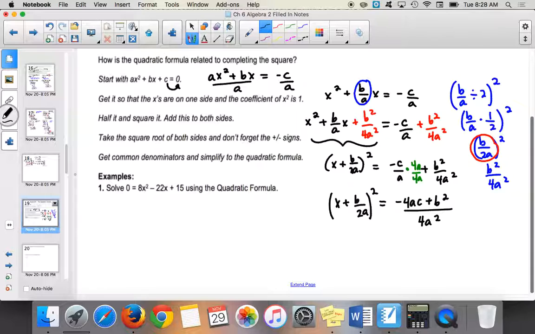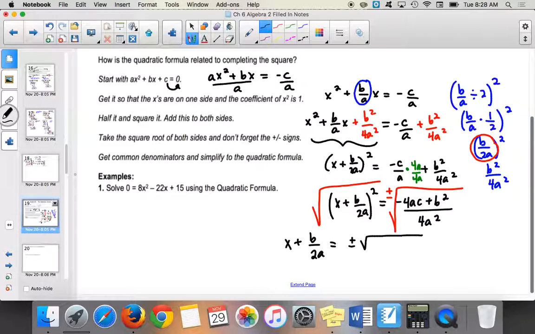All right, so we're to that point in completing the square where we have something squared equals some kind of number. So how do I get rid of the square? Square root. We're going to square root both sides, and we're going to write plus or minus. So we have x plus b over 2a equals plus or minus of the top and bottom. So I'm going to have plus or minus the negative 4ac plus b squared.